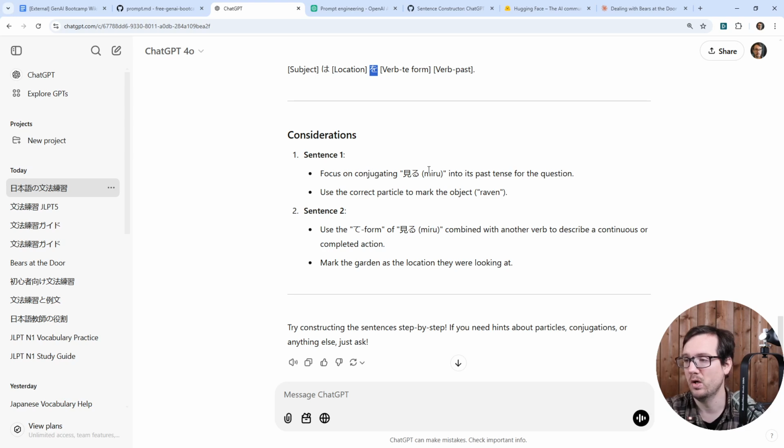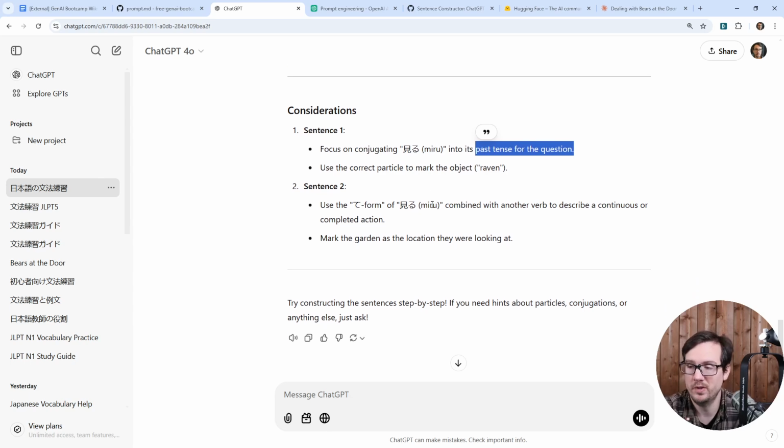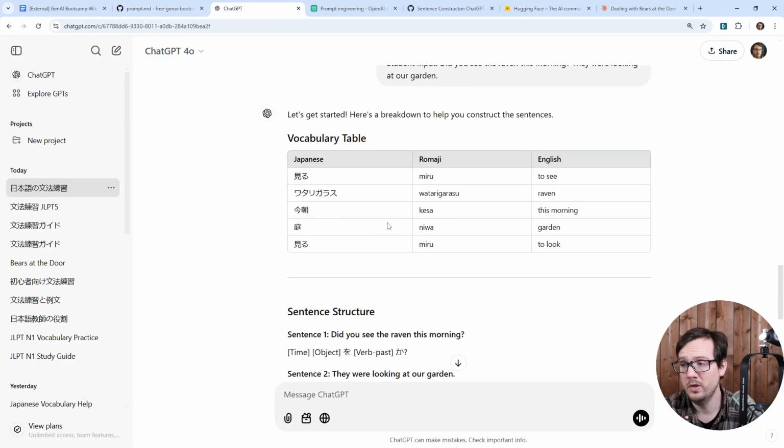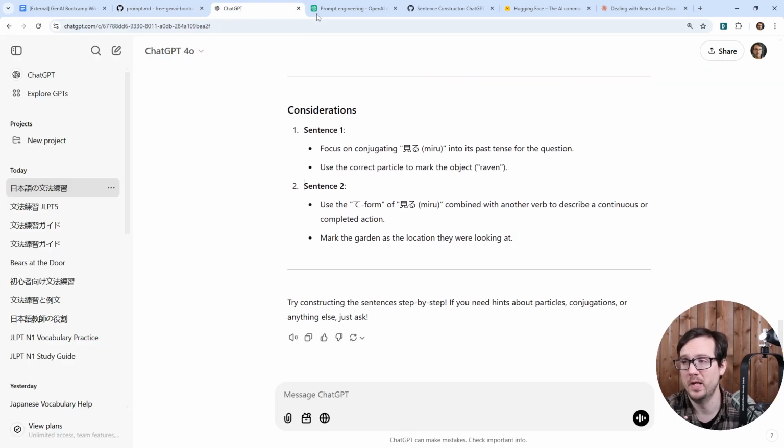So focus on the conjugation of this into the past tense of the question. So it's giving away the answer. We need to figure out the tenses. Try constructing the sentence step by step. So the first thing I want to do is I just want to tell it a few things, like not to give away. And we could, again, copy this and provide this as our example, or we could go back and tweak the other one.